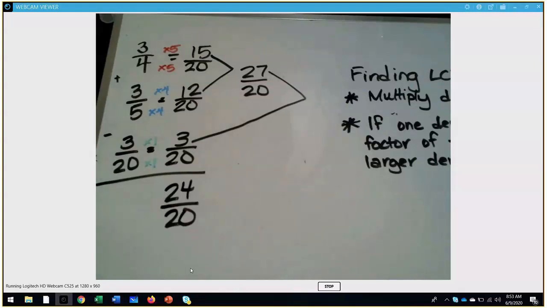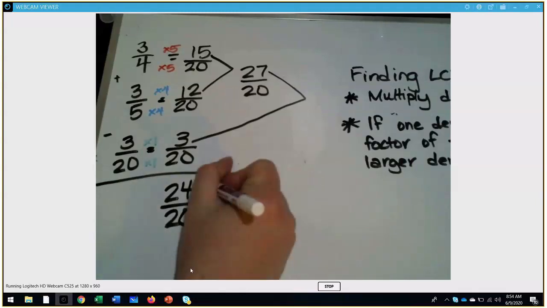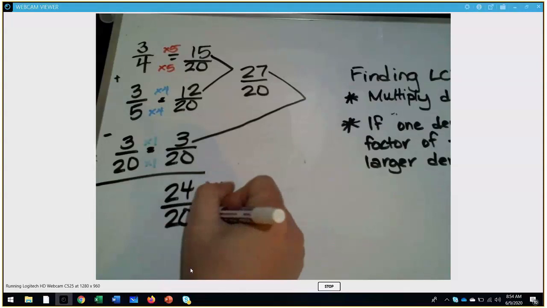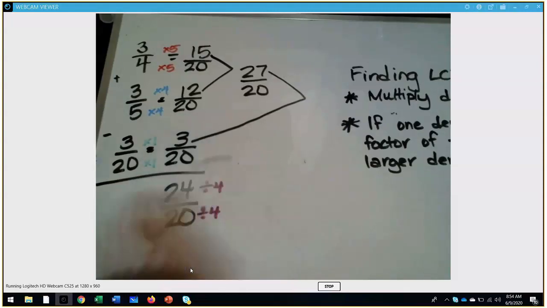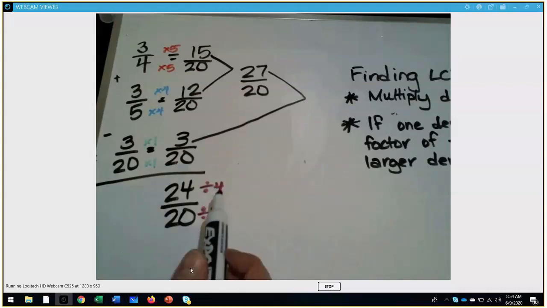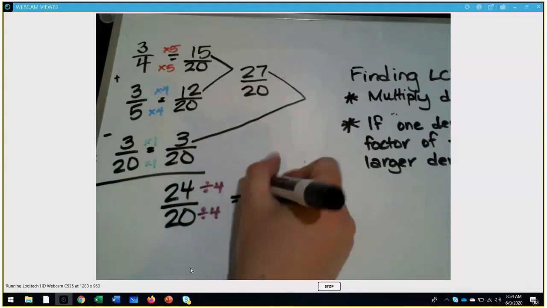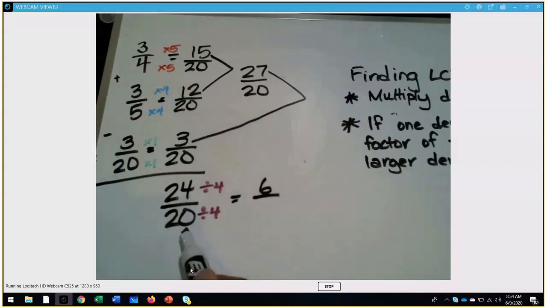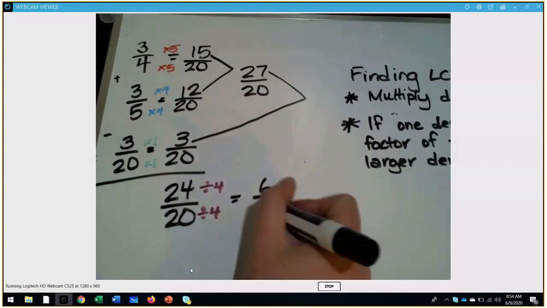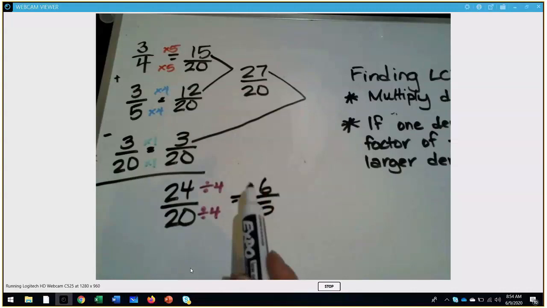So you're looking for something that you can divide them both by. You can divide them both by 2 and by 4. Since 4 is the biggest, I'm going to go with that. Because that'll make my work a little bit faster. So 24 divided by 4 is 6. And 20 divided by 4 is 5. So here's my reduced improper fraction.